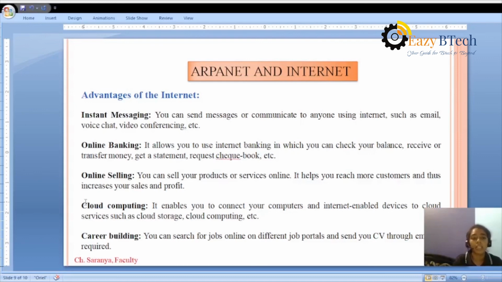Cloud computing is very, very important today. The cloud acts as a database to store our information. It enables you to connect your computers and internet-enabled devices to cloud services such as cloud storage or cloud computing, etc. Career building. You can search for jobs online on different job portals and send your CV through email if required. These are the different advantages we have by using the internet.